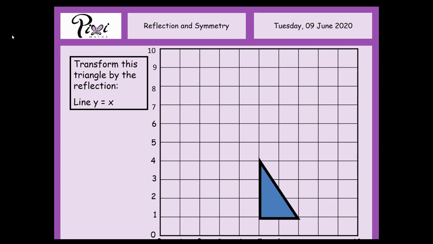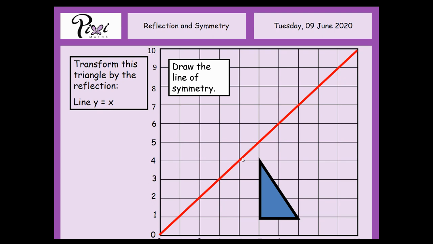So for this question, it wants you to transform the triangle in the diagram with a reflection in the line y equals x. Hopefully you can remember the line y equals x means where the y coordinate is equal to the x coordinate. So for example, 0, 0, 1, 1, 2, 2, 3, 3, and so on. So if we were to draw that line to start off with, it's going to be the red line on the diagram at this point.